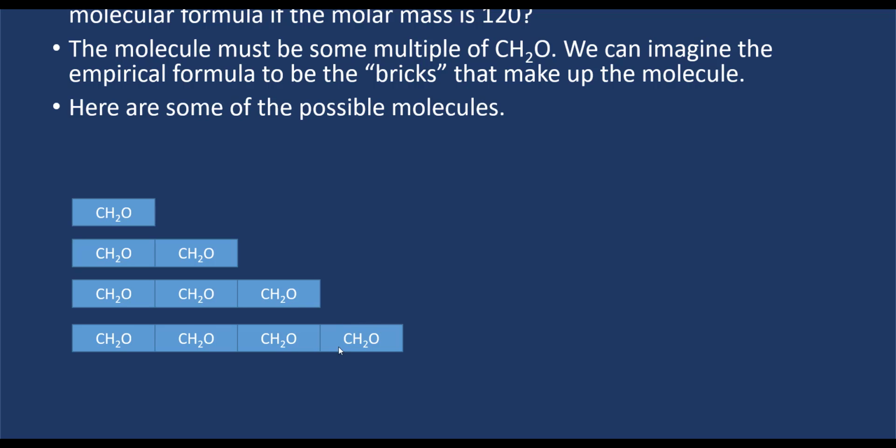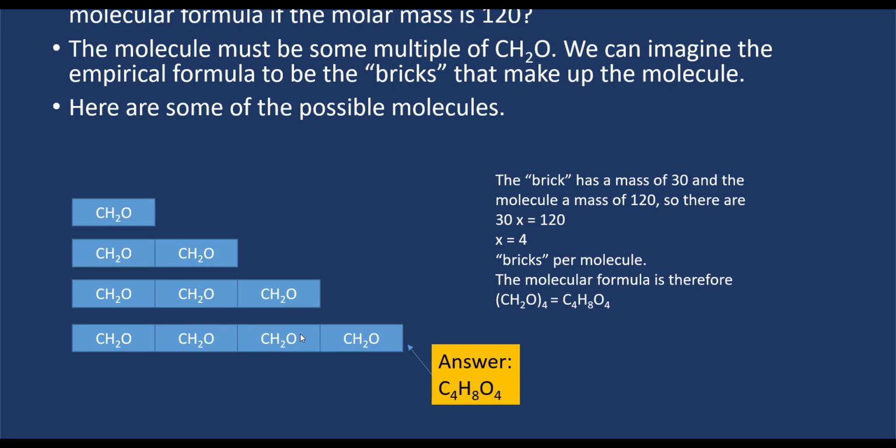Finally, 4 of these weighing 30 apiece would weigh 120. That's the right thing. That's the right formula. We found it. It's C4H8O4. So these are the possible molecules that would have a ratio of 1 carbon to 2 hydrogens to an oxygen. But given their masses relative to this mass, we know that the last one is the final answer.